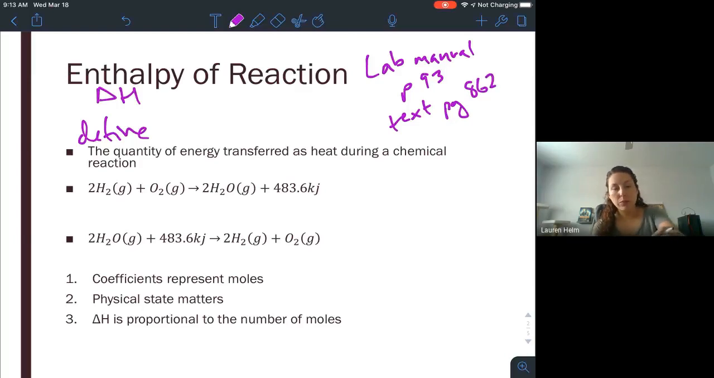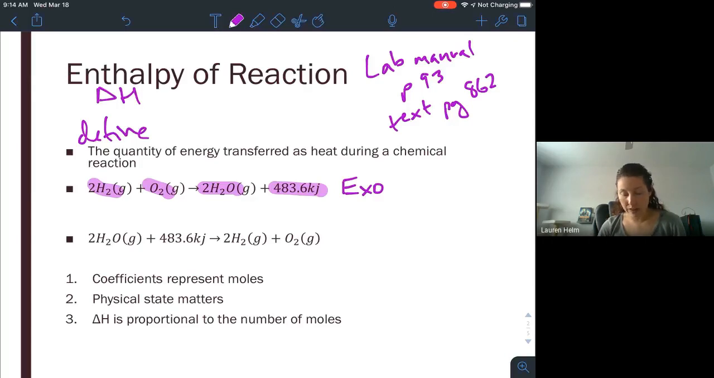When you go to those pages, what you're going to see is that the top half of the page is enthalpies of reactions for formation, which we'll talk about in a moment. And on the bottom are enthalpies of combustion, which we'll get to after formation. So speaking of formation, that means to form something from its simple elements. In our example here, 2 hydrogens and 1 oxygen form 2 waters and 483.6 kilojoules of heat. We're producing heat, so this is an exothermic reaction.